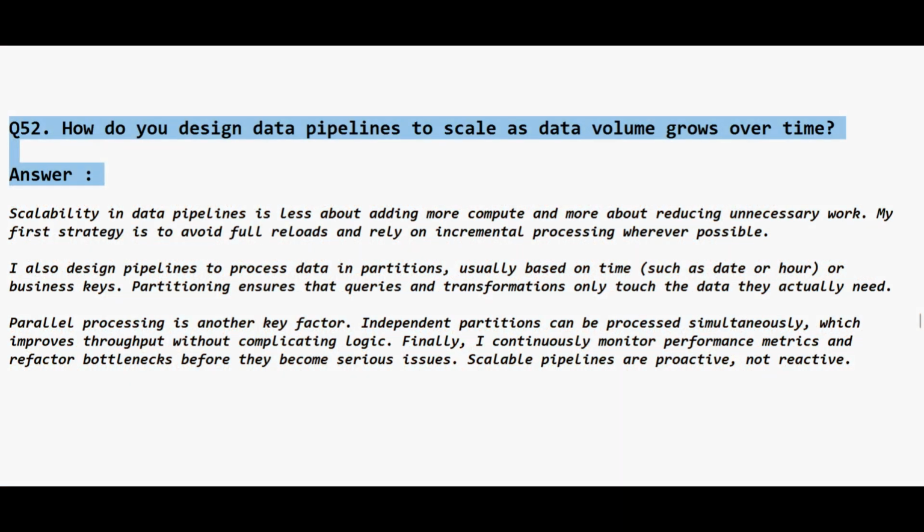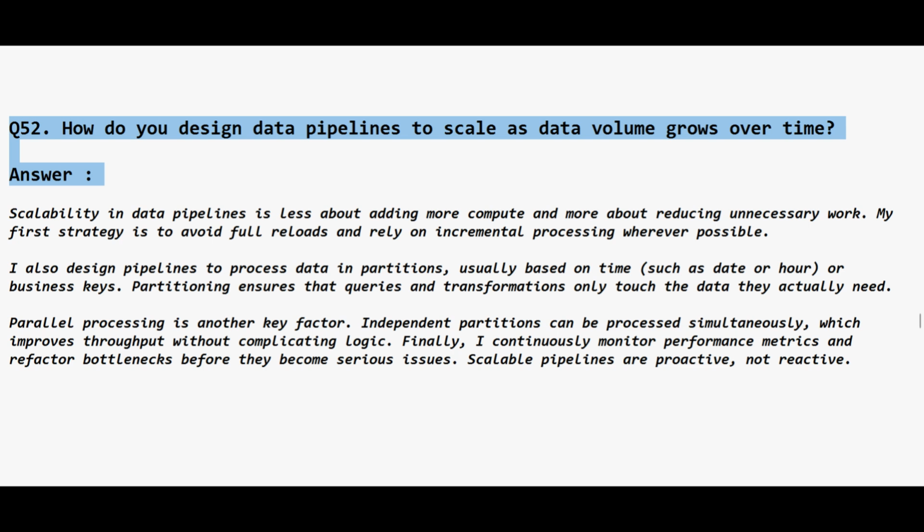Question 52. How do you design data pipelines to scale as data volume grows over time? Answer. Scalability in data pipelines is less about adding more compute and more about reducing unnecessary work. My first strategy is to avoid full reloads and rely on incremental processing wherever possible. I also design pipelines to process data in partitions, usually based on time, such as date or hour or business keys. Partitioning ensures that queries and transformations only touch the data they actually need.